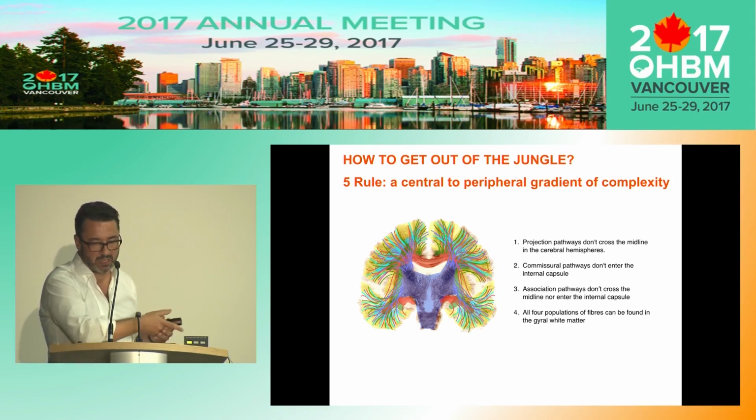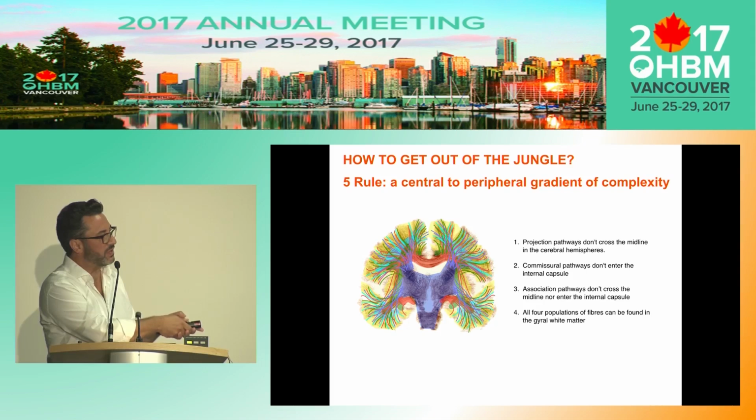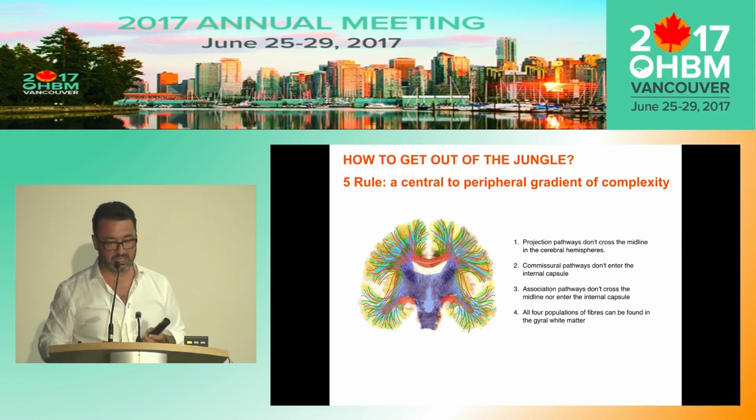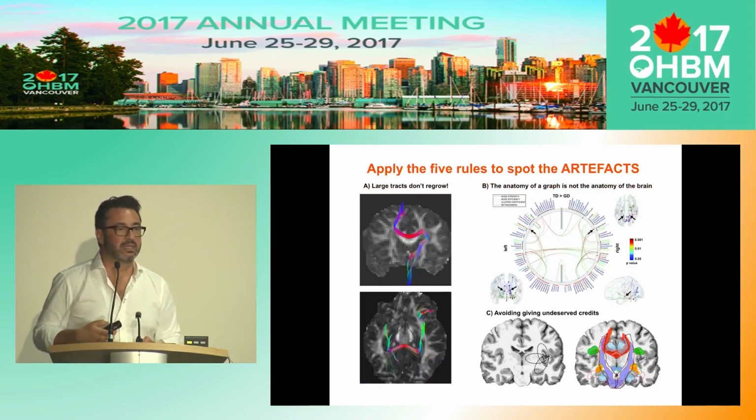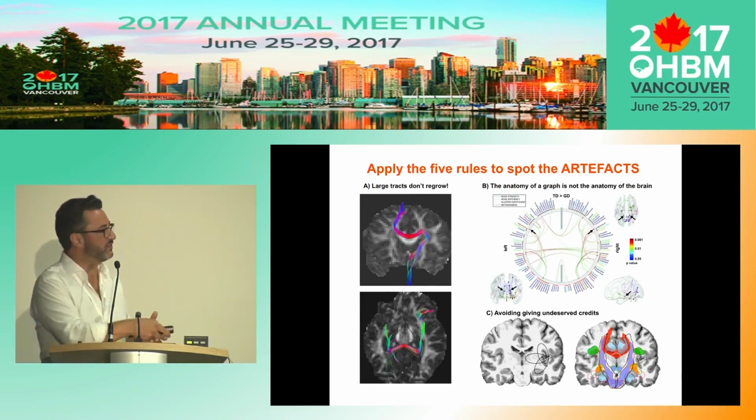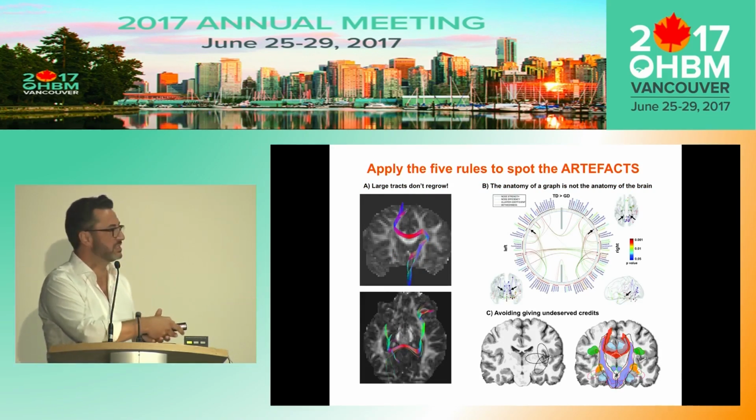So rule number 1, projection pathways do not cross the midline, so you will never find projection fibers going through the red patch, the corpus callosum, and vice versa. You will never find commissural pathways going down this blue patch. The third rule is that association pathways never cross the central core regions, and finally all 4 fiber populations can be found in the gyri. Now, are we going to apply these rules for survival to this type of example?